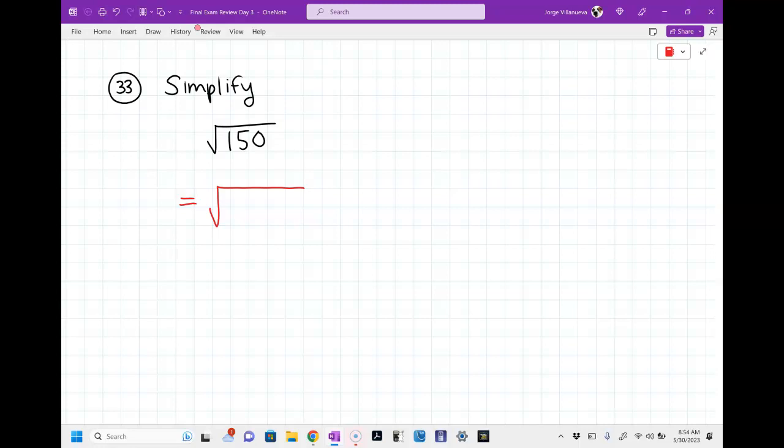25, right? So 25 times, what would that be, 6? 25 times 6 is 150. Now I know the square root of 25 is 5, so that's going to come out 5 square root of 6. And there is no way to simplify the square root of 6, so we're done.